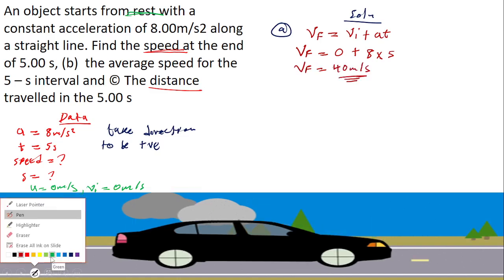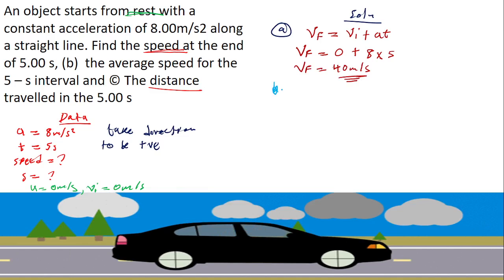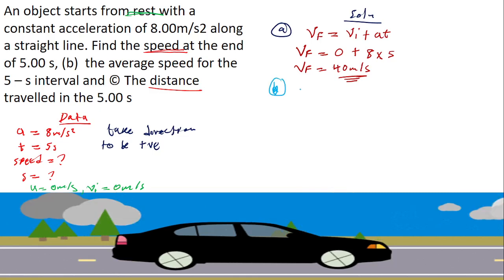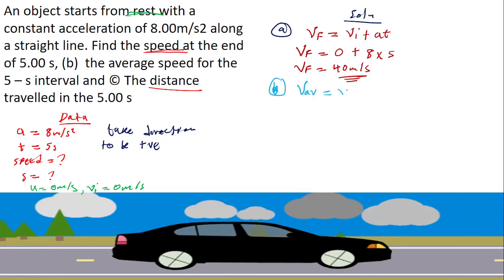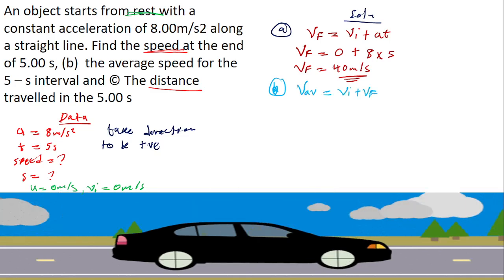Then the other part which we can work out is our B. So if you look at our B, we have been asked to find the average speed. So for the average speed, we are going to use the formula for finding the average speed. So average speed is simply equal to the velocity initial plus the velocity final over 2.